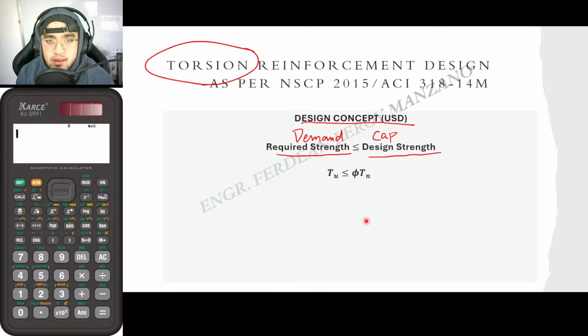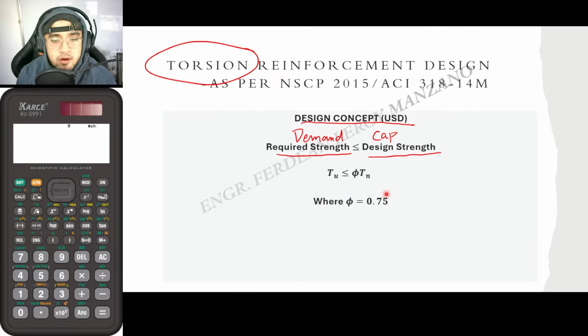So take note that since the failure for torsion is similar to that of shear, it means that the value of phi would still be the same as with the shear. And that is phi must be equal to 0.75.